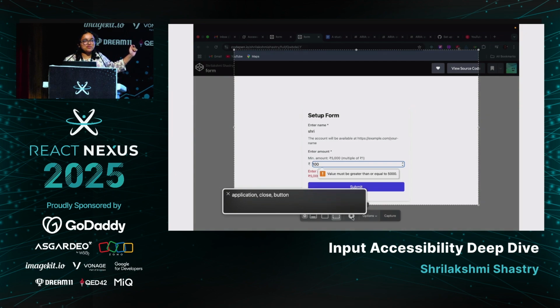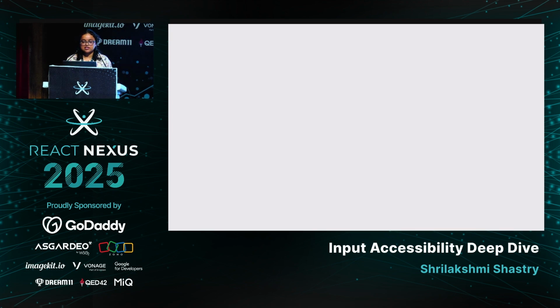So this is how they use it. They just focus on the focusable elements here. It was just name and the amount because they are already familiar. They know how the content of the website is. So this is how they use it. So with this context, let's go in depth of input tag accessibility.